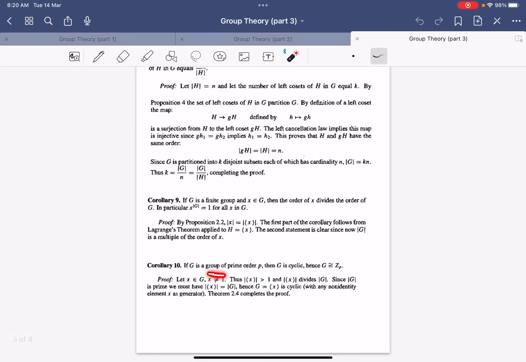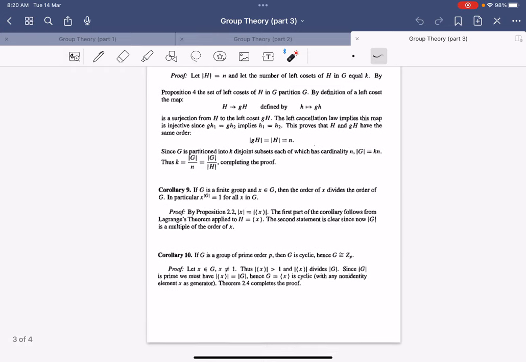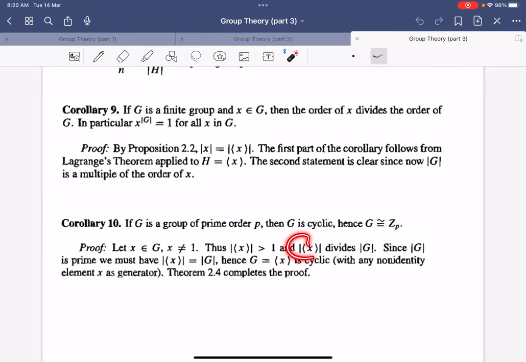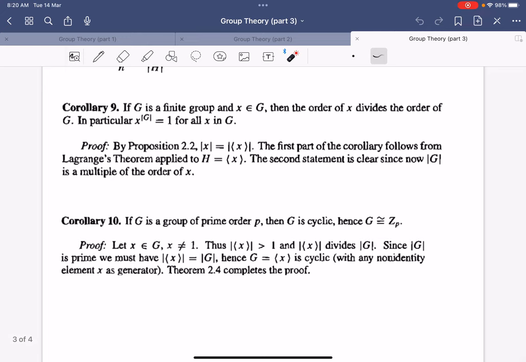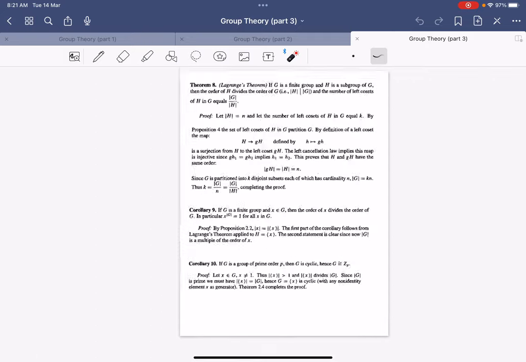And if G is a group of prime order p, then G is a cyclic group. Because we know that the cyclic subgroup's order divides the order of G, and since the order of G is prime, this order must equal p. And so the cyclic subgroup's order equals the order of G, and hence G equals the cyclic group itself. So this completes the proof.